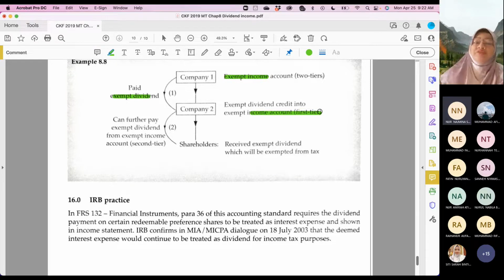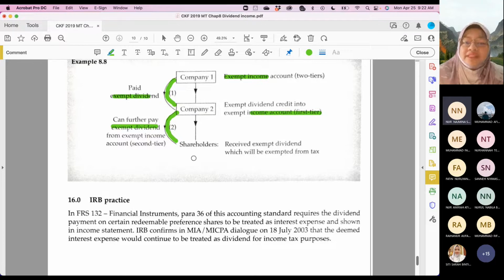Company 2 must have shareholders also, and their shareholders can be individuals or companies. If the shareholder is an individual, no problem, settled. But if the shareholder is a company, the dividend declared out of the exempt income is again an exempt dividend. So this is one tier, and now you have the second tier. When you declare to the shareholder, assuming we have company 3 here, what you receive is again an exempt dividend, because the dividend is paid out of the exempt account.